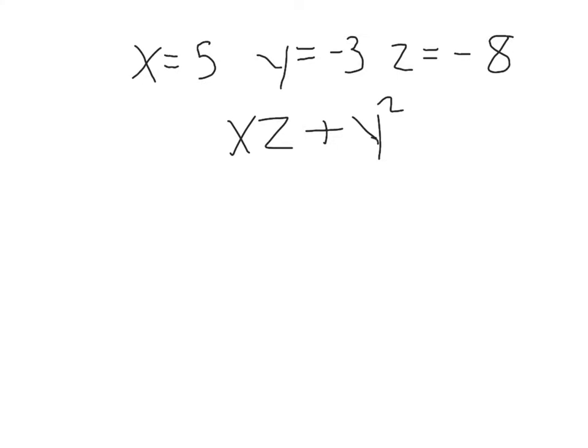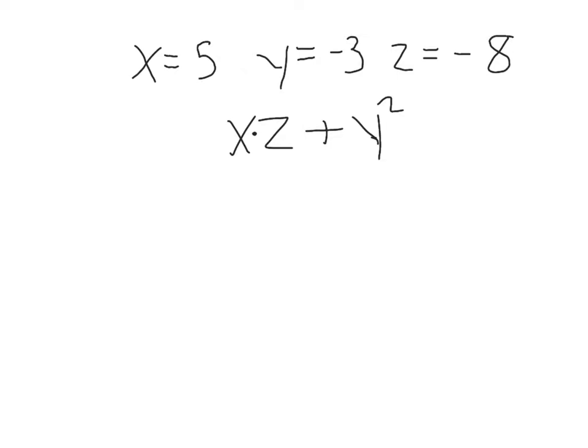Okay, so let's look at our expression. X, Z are right next to each other. What that means is they're being multiplied. So I'm going to put a multiplication sign there just so I remember that I need to do X times Z when they're right next to each other like that.